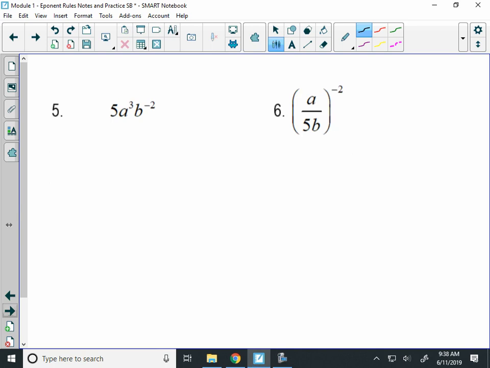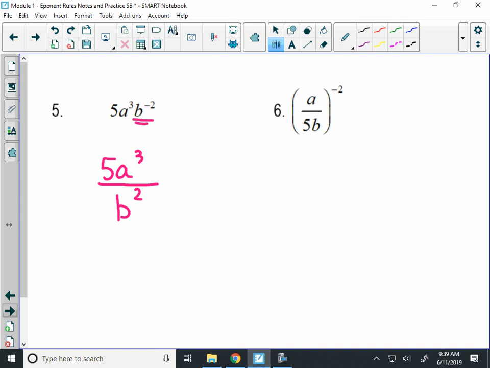5a cubed b to the negative 2. In this expression, the only term that is not good to go, that's not happy, is the b. The 5 and the a cubed are happy, so they stay in the numerator. The b squared moves to the denominator and becomes positive.